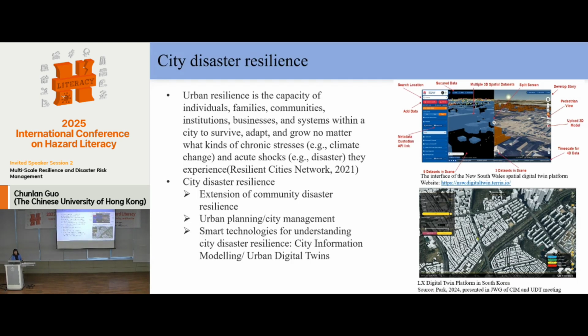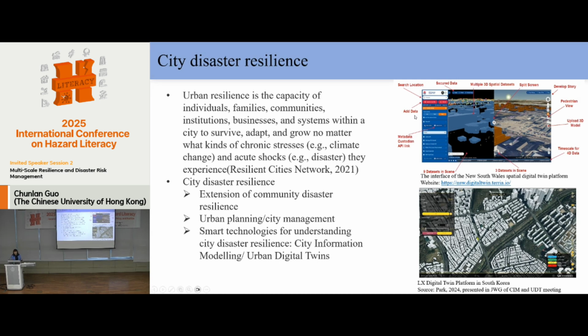Okay, the last one is city disaster resilience. It's very easy to understand, right? It is the ability of the city to recover from the setbacks. And in fact, city disaster resilience is the extension of community disaster resilience. And urban planning, city management scholars as well as geographers are really interested because it is a big geography scale. And what types of technology can we now use to understand city disaster resilience?